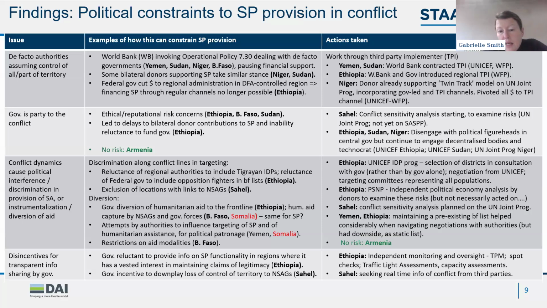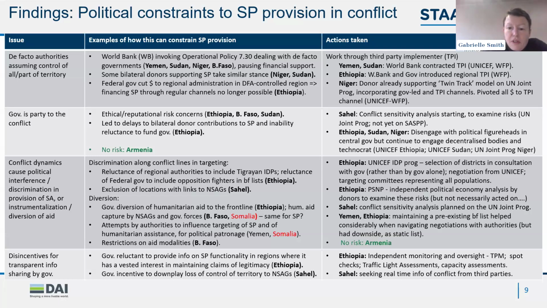In Ethiopia, the Sahel and the Sudan, some donors have had concerns about the central government's conduct in the conflict. So in Ethiopia, this led to delays in donor commitments to social protection, and at least one donor paused their contributions for a period and channeled support instead as humanitarian aid. On the UN-supported programs in these countries, the strategy has been to disengage with, let's say, political figureheads in central government, but to continue to engage with technocrats and with decentralized social protection institutions and frontline workers to maintain support to people.